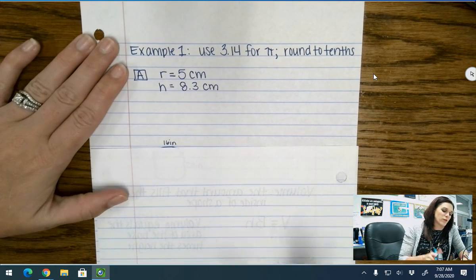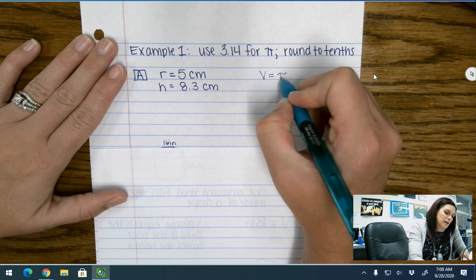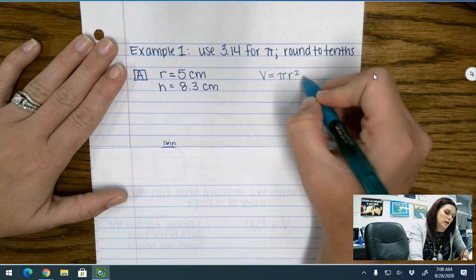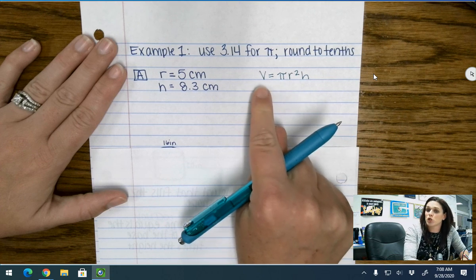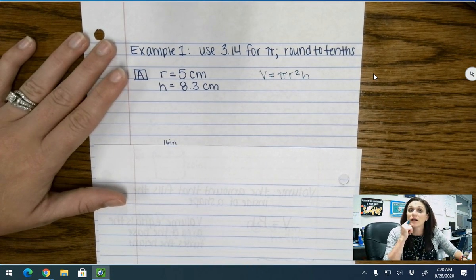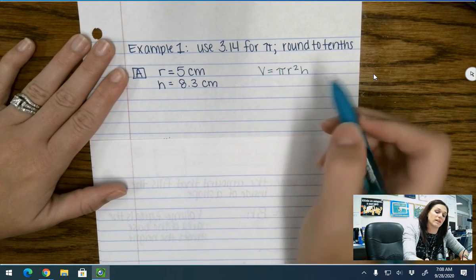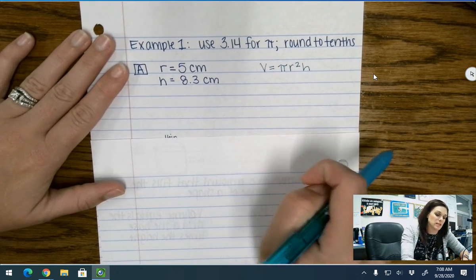We're going to start with our formula: V equals pi radius squared h. Please make sure you're putting the V, because there are going to be some equations later on where they'll tell me the volume. Now we're going to go ahead and fill in what we need to know.